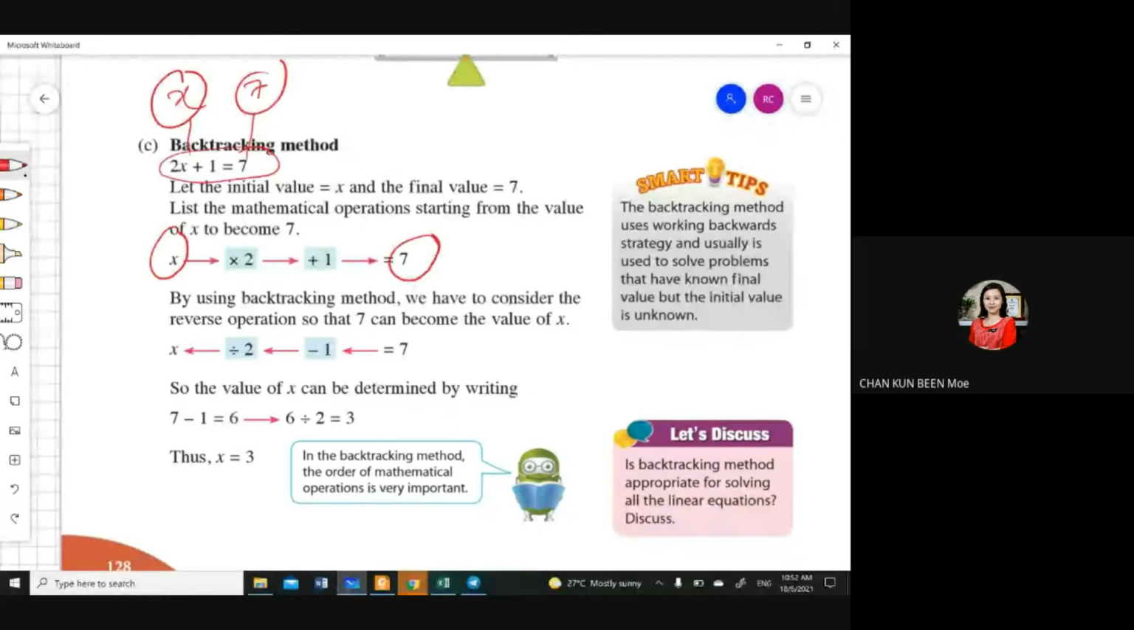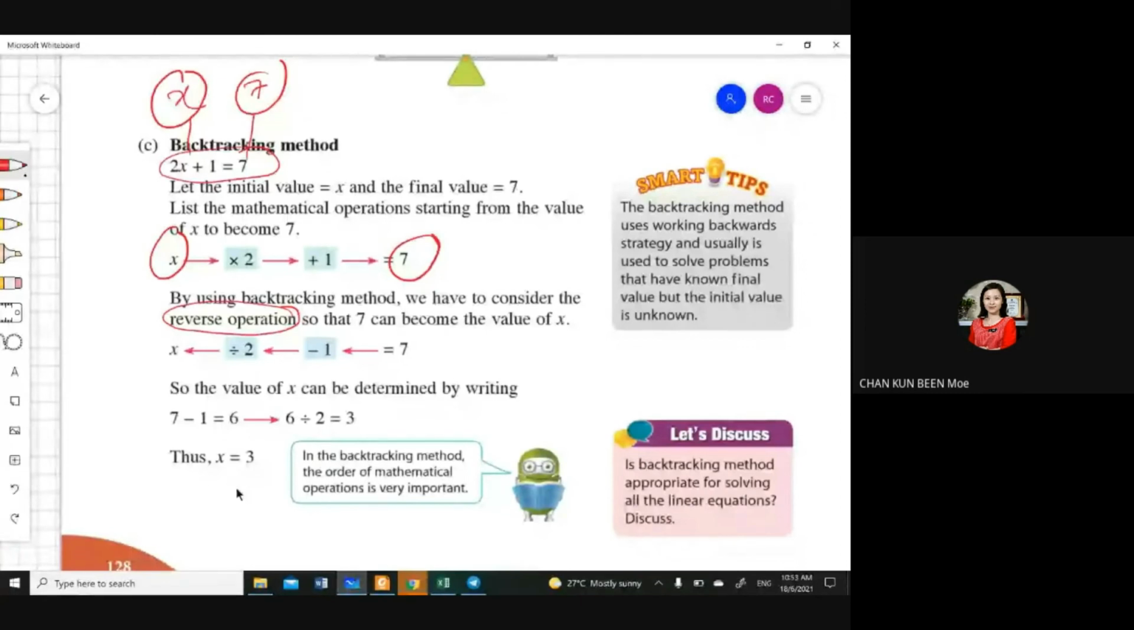The next thing is you have to use the reverse operation. What does it mean? The times 2 becomes divide by 2. The plus 1 becomes minus 1. So x divided by 2 minus 1 equal to 7. But then it will be backward now. Backward, you can see the arrow. So it will be 7 minus 1. We get 6. 6 divided by 2, we get 3. That is the backtracking method. Therefore, we get the value of x already. It is equal to 3.